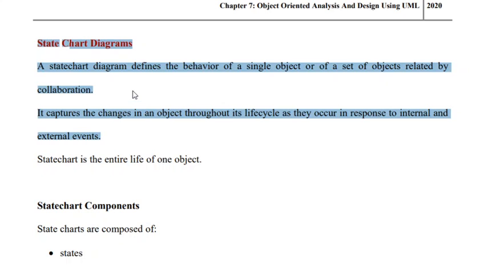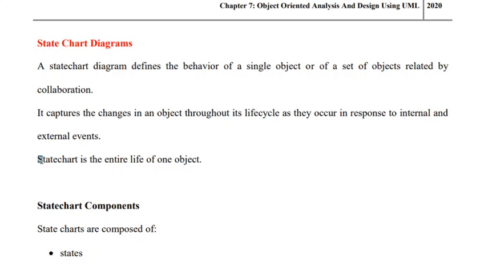Now, states of the objects are defined by the values of the state variables that are called attributes. Each and every object has a set of attributes that defines the state of the object. So a particular set of values of the attributes of an object defines the state of the object, right? So a state chart diagram is a diagram that tries to model the entire life of a given object.